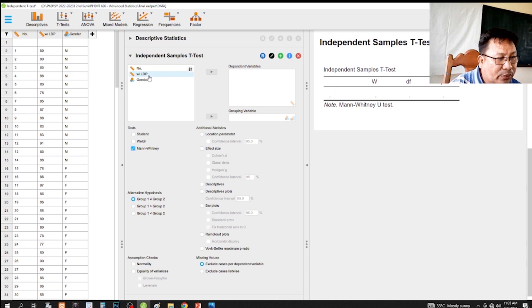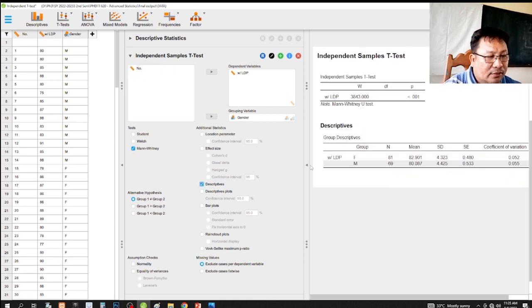Now we click on the with LDP and transfer it to the dependent variables, and the gender for the grouping variable. We can see that the p-value in the independent t-test using the Mann-Whitney U test is 0.001, which is less than the alpha, which is 0.05. This means that there is a significant difference between the two.